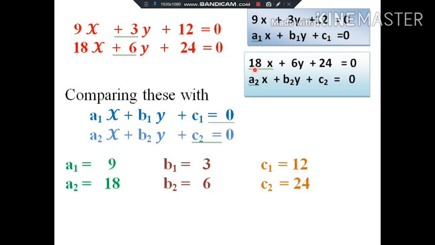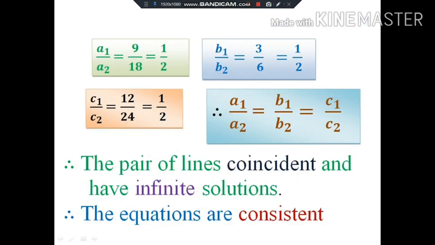In the same manner, find a2, b2 and c2 by using the second equation. What is a2? a2 is 18. What is b2? It is 6. What is c2? c2 is 24. Now children, we have to find the ratios of these equations. Find a1 by a2. What is a1 by a2? 9 by 18. Simplify this. 9 ones are 9, 9 twos are 18. What do you get? 1 by 2.